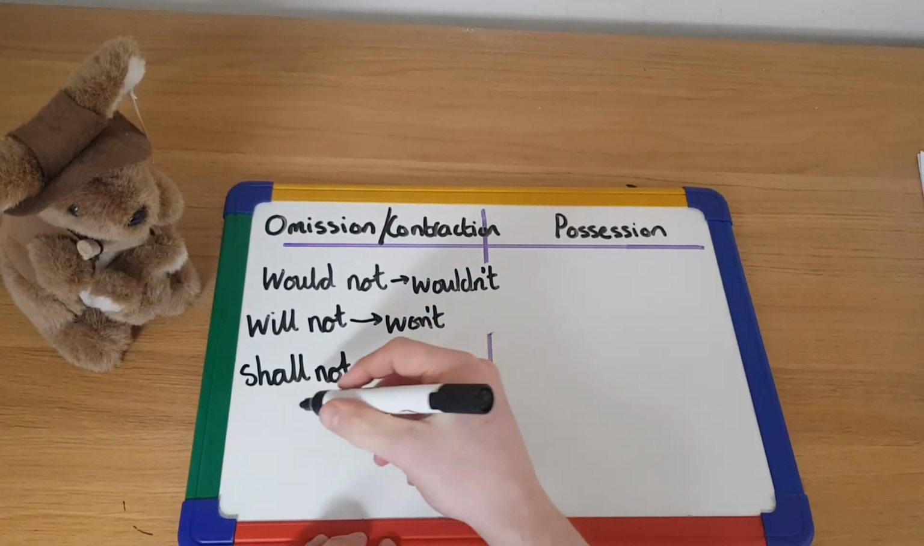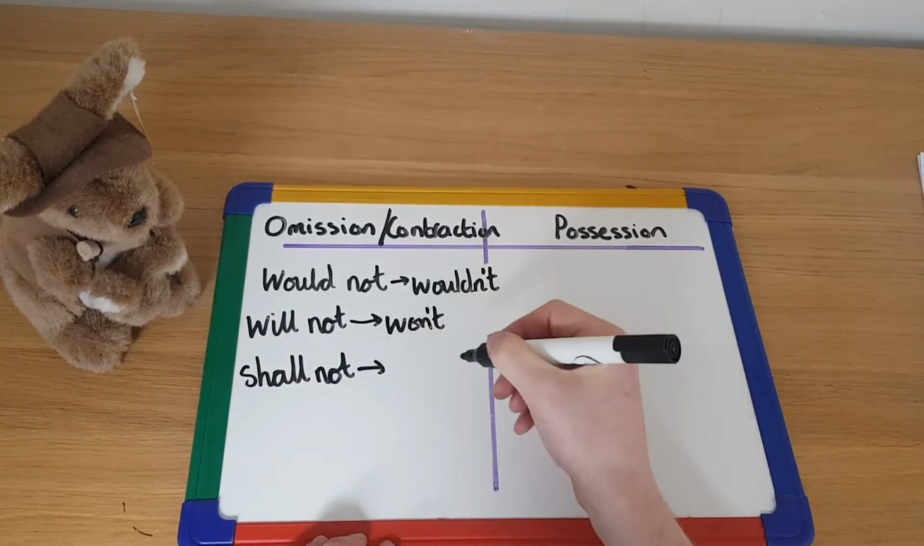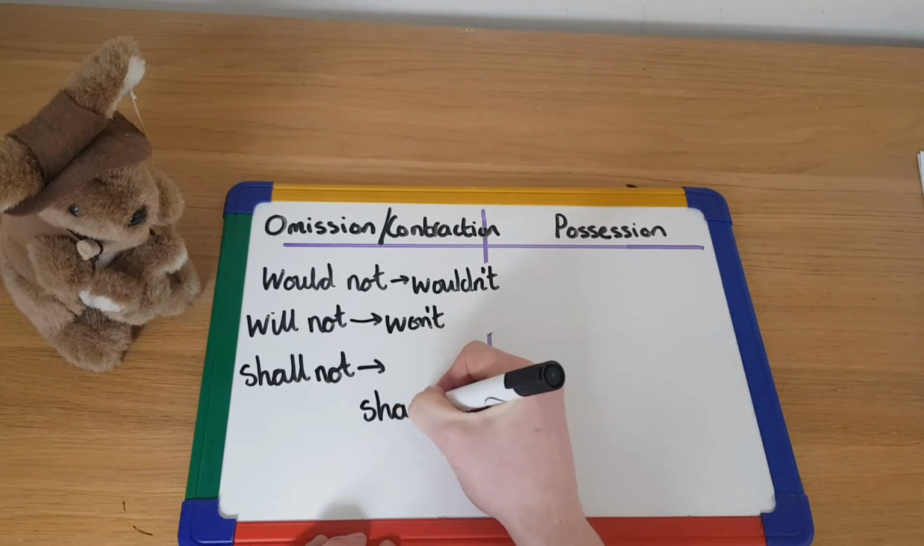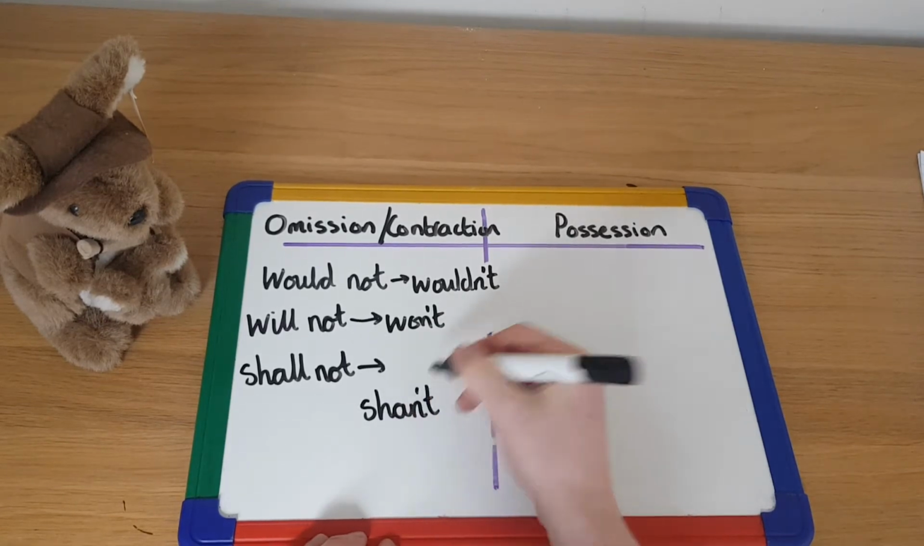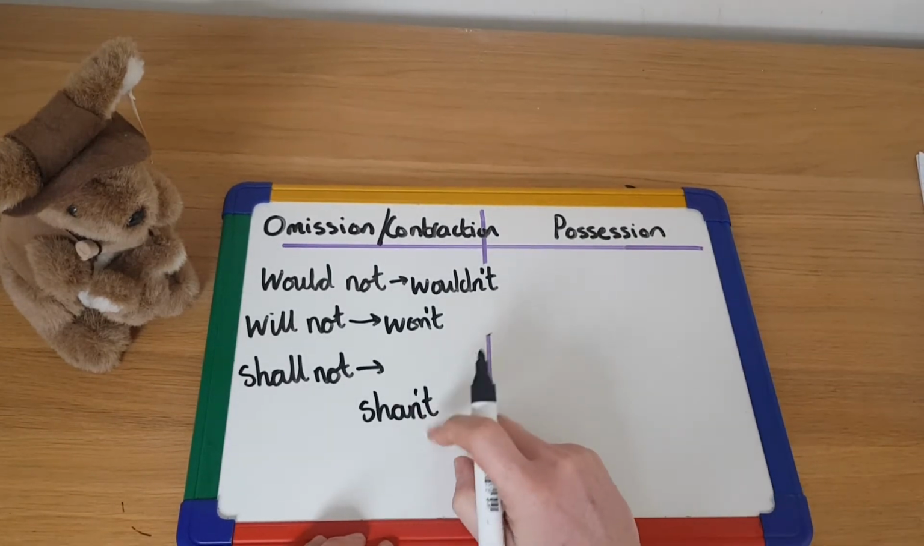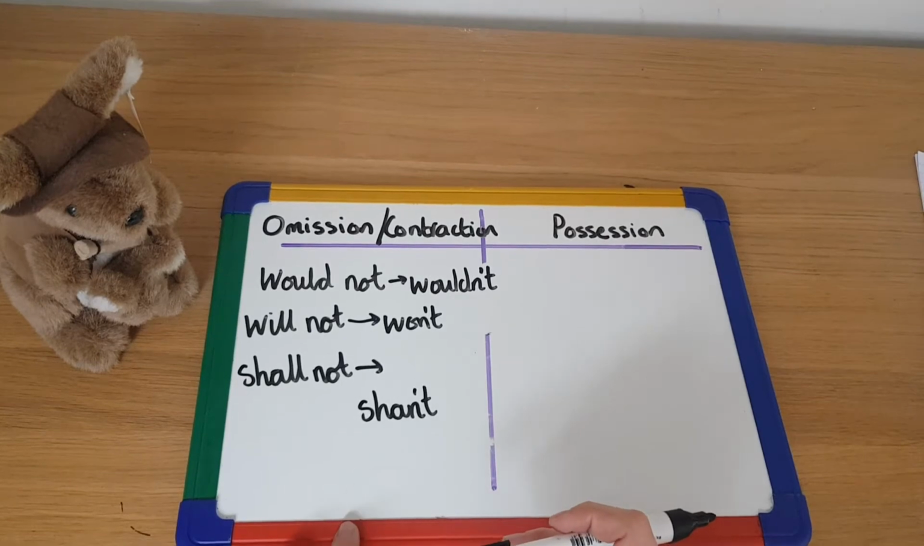Quite a lot of you put shan't. Unfortunately, shan't is not a word. So this one, a weird one that we don't really use anymore, is shan't. I shan't be doing that. So that's the omission and contraction. There will be some work I'll post with this video regarding that as well.